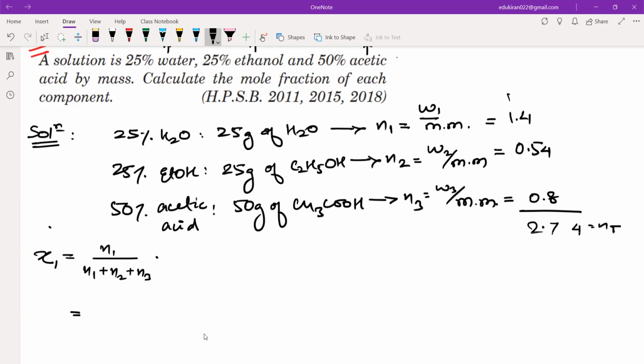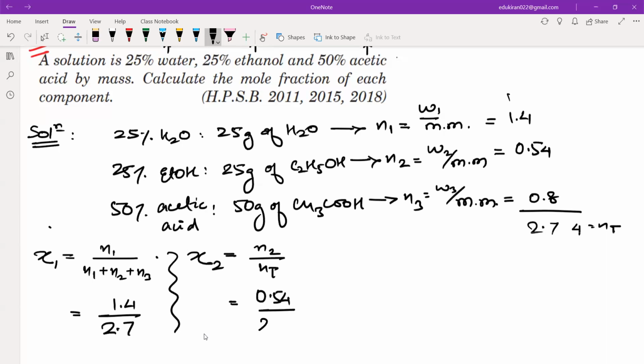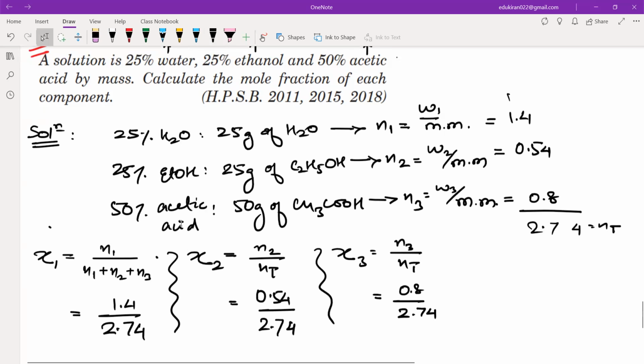So chi 1 आपको कैलकुलेट कीजिएगा, which will be equal to 1.4 divided by 2.74, approximately 0.5 आ जा रहा है. Then you have chi 2, which will be equal to N2 upon N total. This will be equal to 0.54 divided by 2.74. Then chi 3 will be N3 by N total. N3 कितना है आपका 0.8 divided by 2.74. चलिए, please calculate these things.